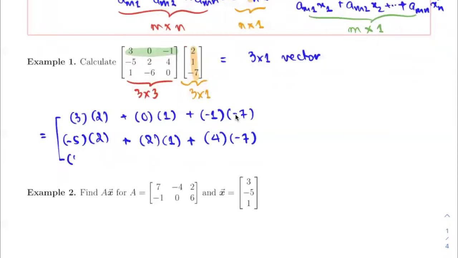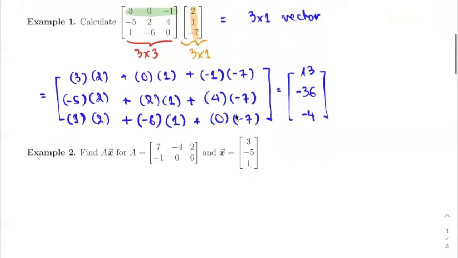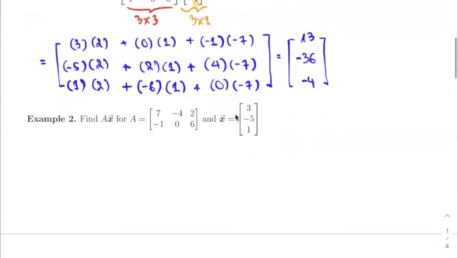You have 1 times 2 plus -6 times 1 plus 0 times -7. And if you do the calculations correctly, this is what you're going to have: 13, -36, and -4 for the entry.